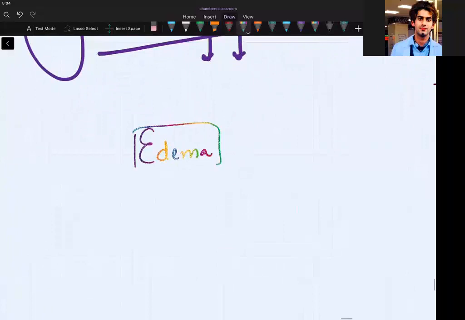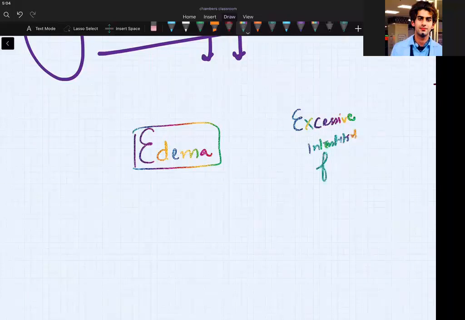See guys, edema. To be simple and to understand it, whenever you see excessive interstitial fluid, listen to my word, wherever you see excessive interstitial fluid, tag it there as edema. Excessive interstitial fluid is called edema. This is the first thing.